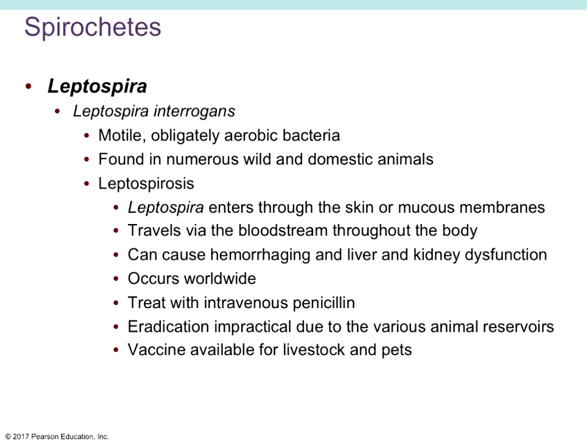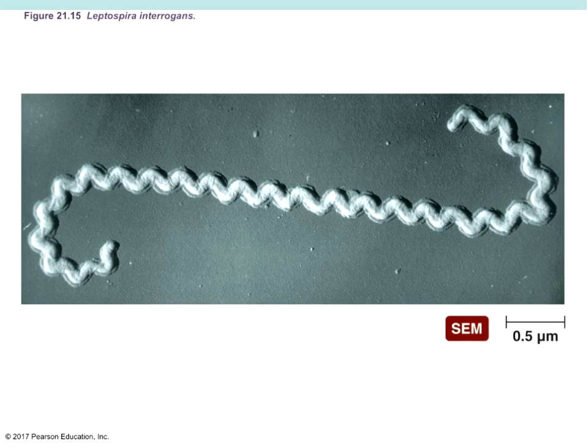This occurs pretty much worldwide. It's not just in one place that we see this. We get it with person-to-person spread. We don't really see the transmission from animals to humans. For people that work with animals a lot, there is a vaccine that's available. It's not for people who work with animals, but for the animals themselves, for livestock and for pets, there is a vaccine available. And it is treatable with intravenous penicillin. We can't really get rid of it because there's so many animal reservoirs.